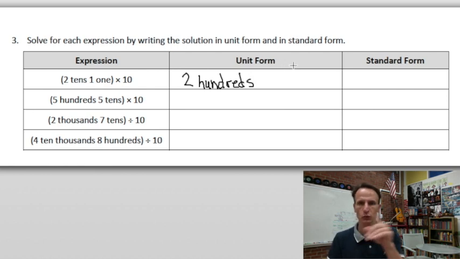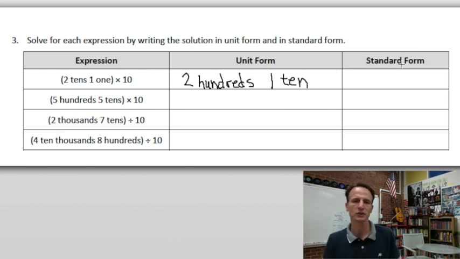1 one times 10, just moving it up a place. That 1 one is 1 ten after you multiply it by 10. And now to put this in standard form, you just say, okay, if I have 2 hundreds and 1 ten, I'm going to put a 2 in the hundreds place, a 1 in the tens place, and I have no ones now. So there's my number 210, which is actually exactly what that says.